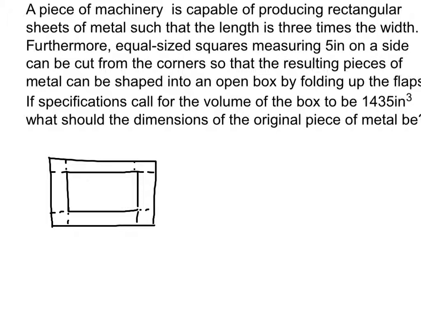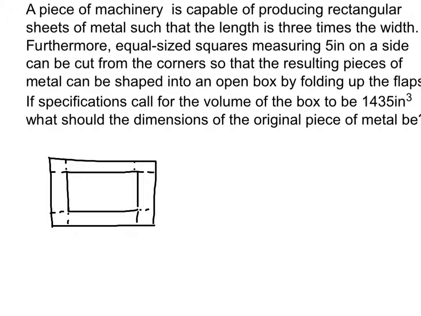A piece of machinery is capable of producing rectangular sheets of metal such that the length is 3 times the width. Furthermore, equal-sized squares measuring 5 inches on a side can be cut from the corners so that the resulting piece of metal can be shaped into an open box by folding up the flaps. If specifications call for the volume of the box to be 1,435 inches cubed, what should the dimensions of the original piece of metal be?